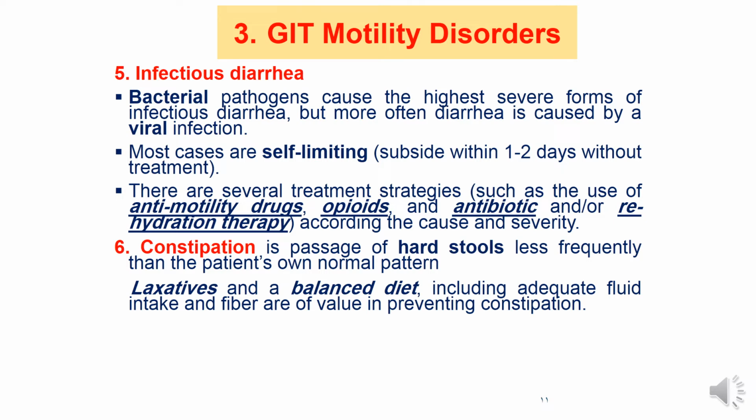The sixth GIT motility disorder is constipation, which is a passage of hard stools less frequently than the patient's own normal pattern. Laxatives and a balanced diet, including adequate fluid intake and fiber, are of value in preventing constipation.